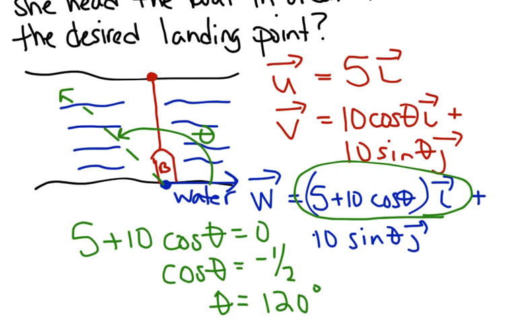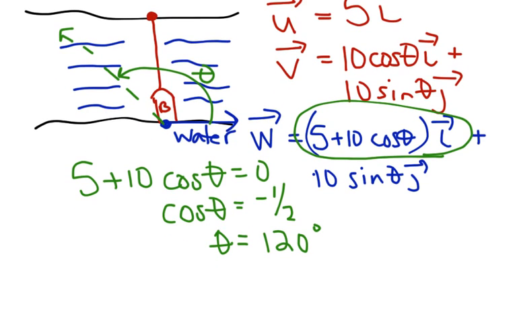So she needs to head the boat 120 degrees from the horizontal in order to get the boat to actually head straight north. If we want to know that as a navigational heading, it's always the angle from the vertical. If it's 120 degrees, then this part is just 30 degrees. So we would say that it would be north 30 degrees west.